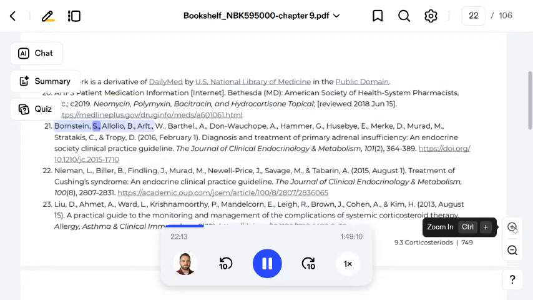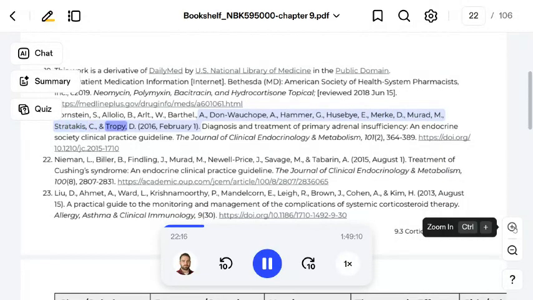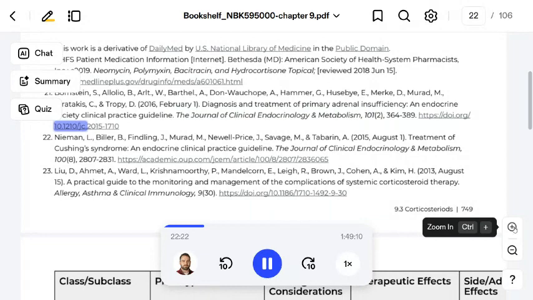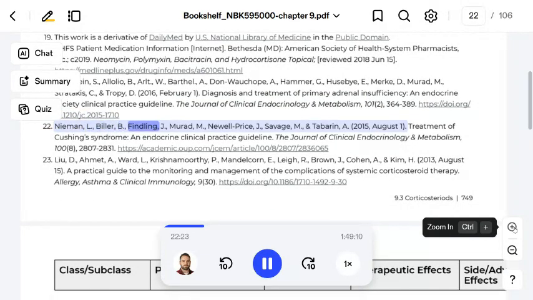21. Bornstein S., Allolio B., Arlt W., Barthel A., Don Wachop A., Hammer G., Husebye E., Merke D., Murad M., Stratakis C., and Torpy D. Diagnosis and Treatment of Primary Adrenal Insufficiency: An Endocrine Society Clinical Practice Guideline. The Journal of Clinical Endocrinology and Metabolism, 101, 364-389.